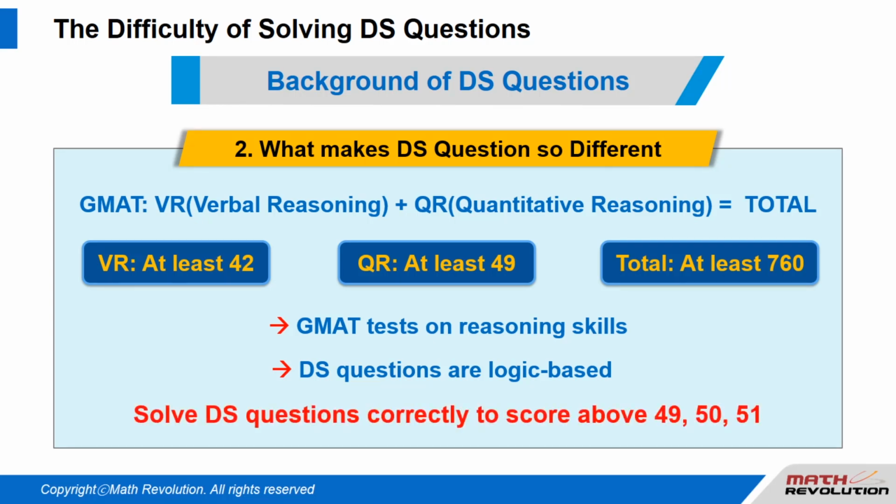Correctly solving DS questions is critically important for students to achieve scores above 49, 50, and 51. Without knowing how to tackle DS questions properly, it is very unlikely that students will achieve scores above 49. So be sure to understand that DS questions are logic-based and learn how to solve them thoroughly before the exam.